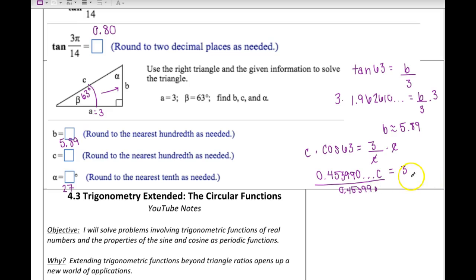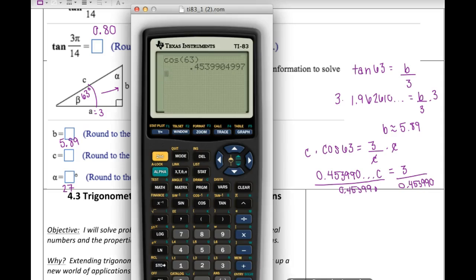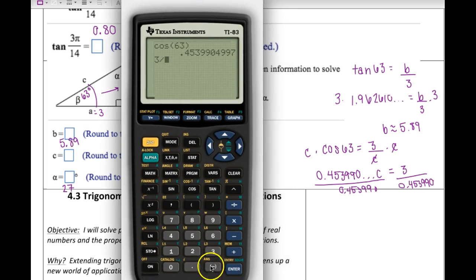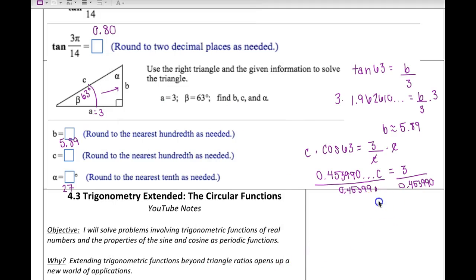And I'll show you another trick with your calculators. So leave this here. If you do 3 divided by, you're going to use this little yellow answer. Second answer. This will put the whole decimal in there. There we go. So, C is approximately 6.61.